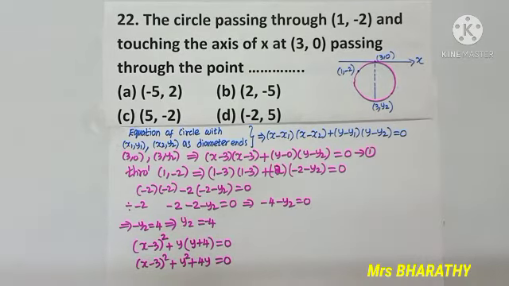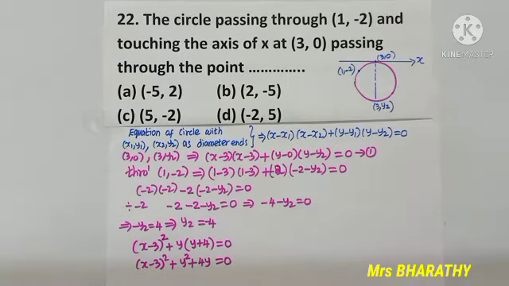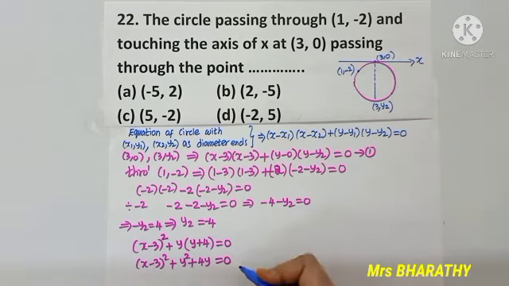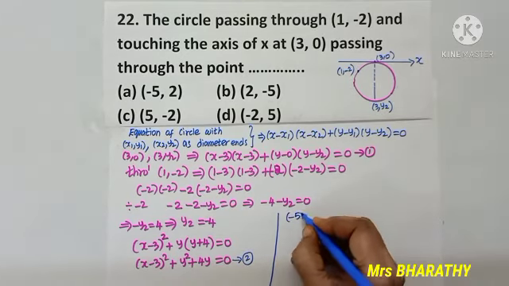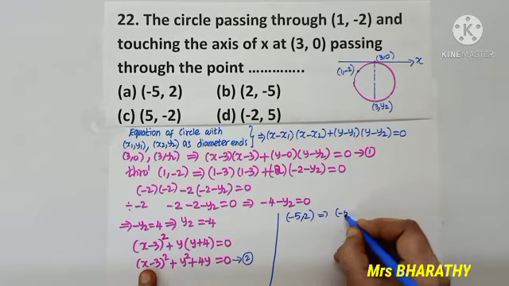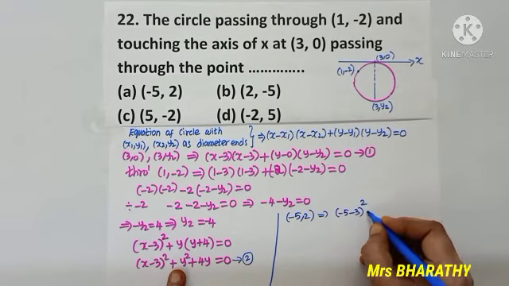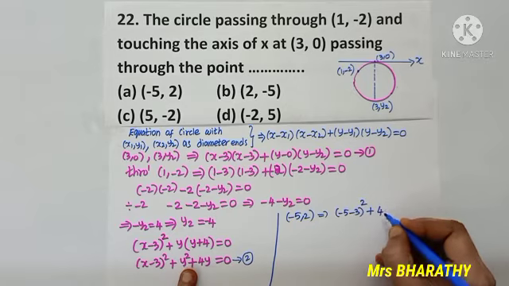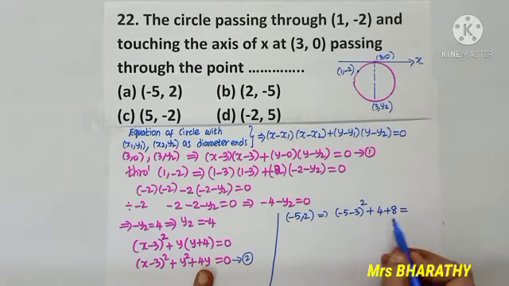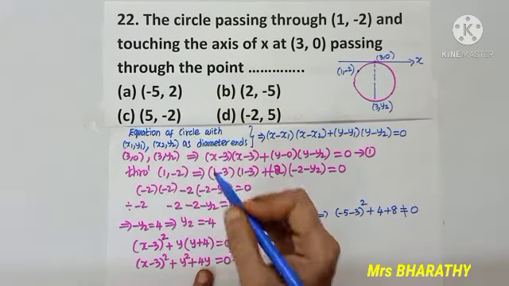Now we need to check out of the 4 points, which point satisfies this equation. Call the equation as 2. Substituting the first point, that is minus 5 comma 2. As I check, it is minus 5 minus 3 the whole square plus y square is 4, 4 into y is 8. My answer is not equal to 0. So option A is wrong.